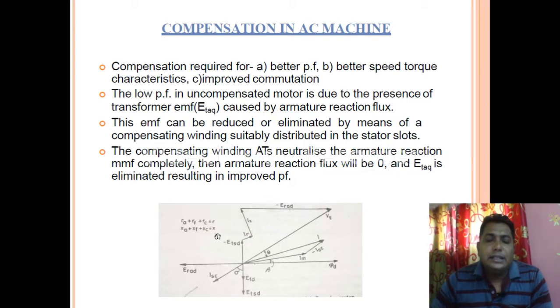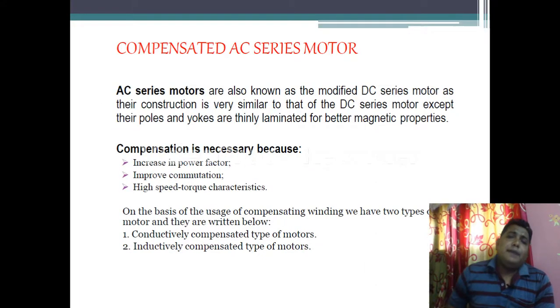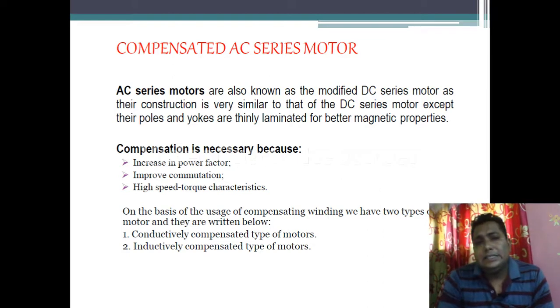Like this way we can find out, and these are the drops due to the presence of resistance and due to the presence of reactance. So there are some drops occurring, and those things are represented in the phasor diagram. We don't need such details in this case, so I am not going into those details. Okay, compensated AC series motors.